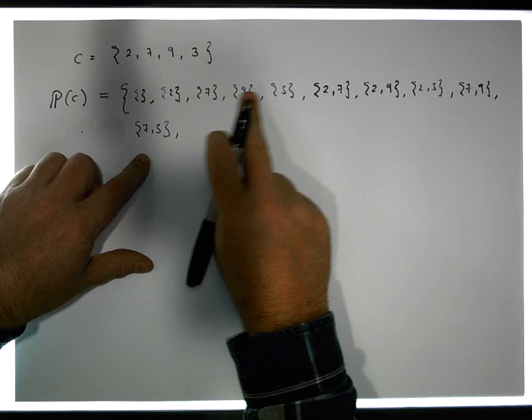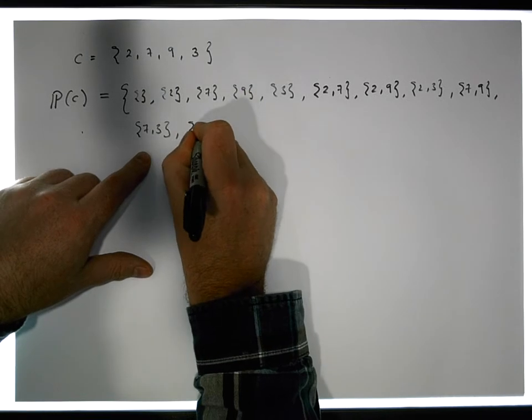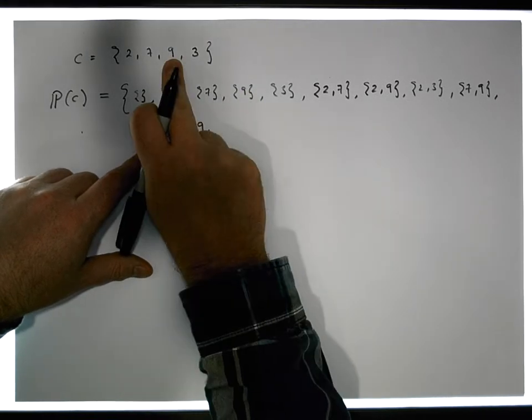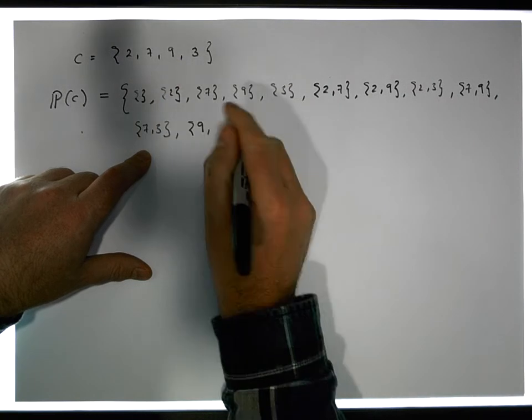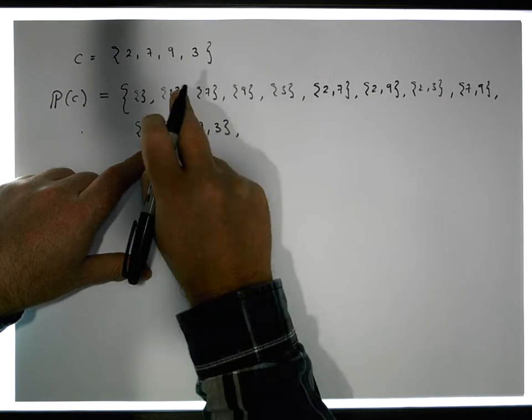Then we take our next singleton, which is 9. So we take 9 and we pair 9 off. Well, we always pair to the right, so 9 gets paired off with a 3. And there's nothing else to pair 9 off with.